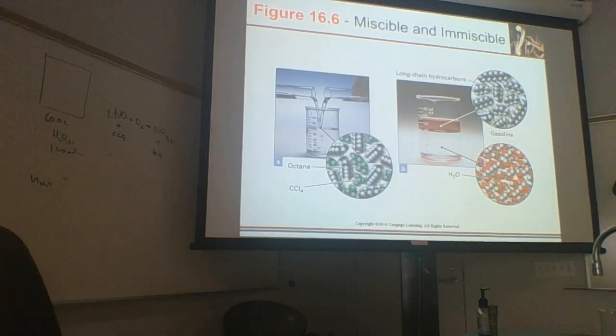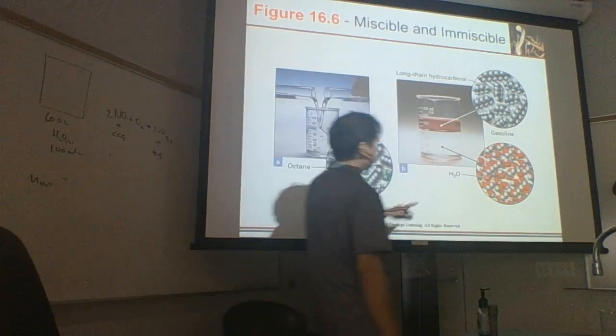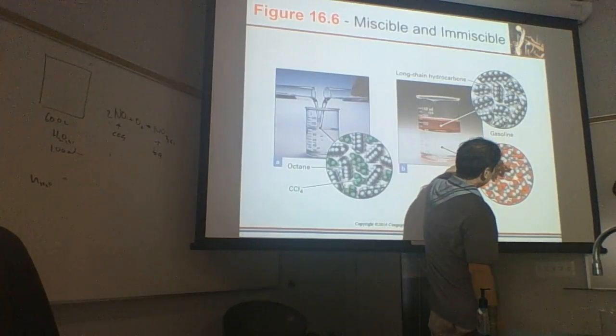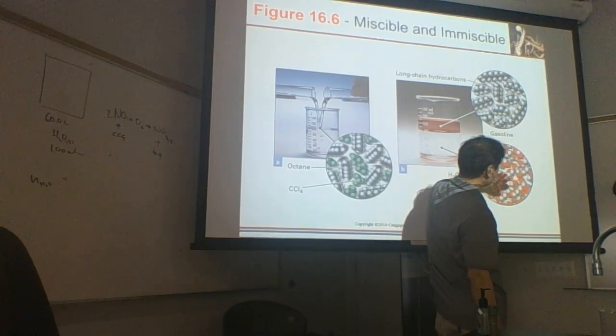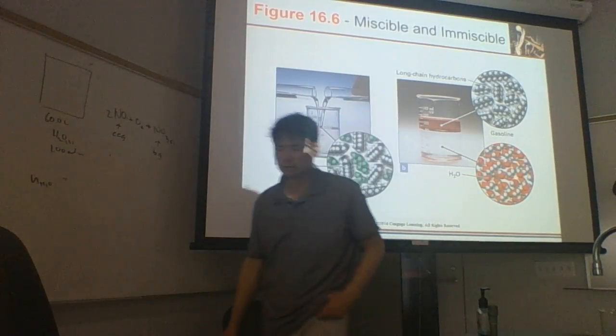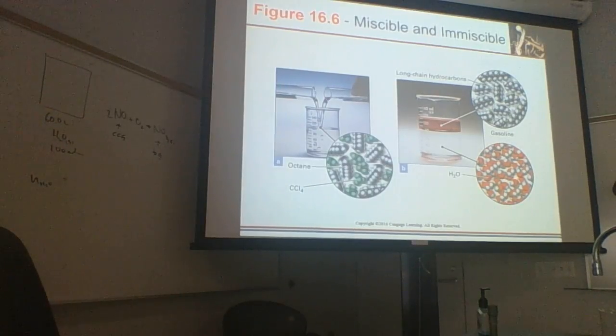Whereas methanol is no problem. Methanol is totally miscible, because with methanol, we end up breaking hydrogen bonds, but we reform hydrogen bonds, because methanol hydrogen bonds with water. And so methanol is totally miscible with water.